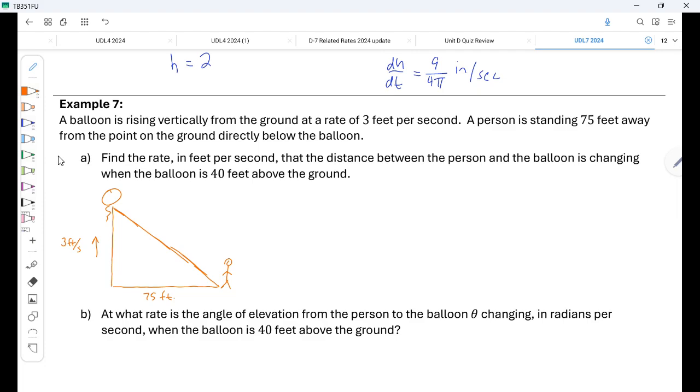All righty. So we've got everything in the problem. I didn't mark the number 40. Is 40 static or dynamic? Dynamic, right? Because that balloon is going up, and we want to know how far away that balloon is getting from the guy when it's 40 feet above the ground. Okay, so we don't have an equation, but based on that picture, Pythagorean theorem, right?